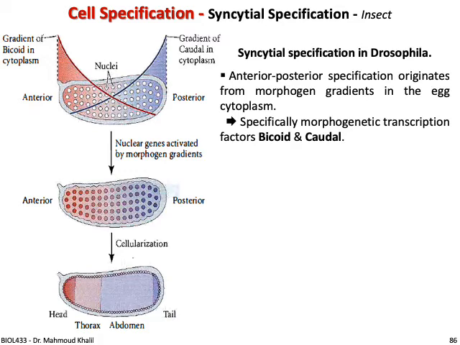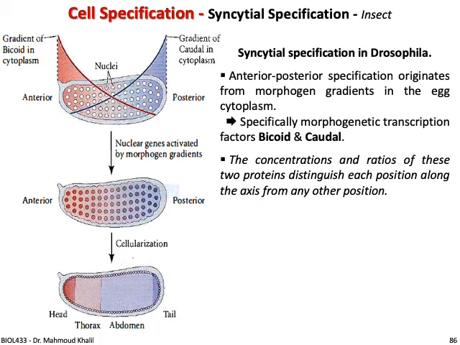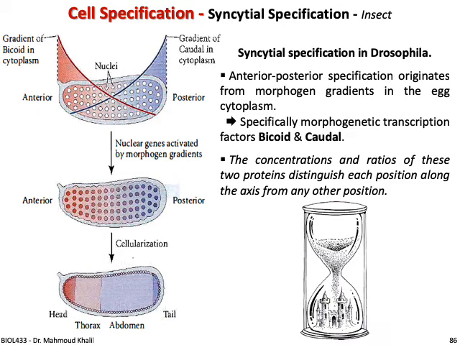And the higher concentration of the bicoid is in the anterior, while the higher concentration of the caudal is in the posterior. And there is a gradient decrease as we move into the middle. So in this case, the concentration and the ratio of the two transcription factors will determine the fate and the specification of the cells. And you can see that in the anterior part it's more bicoid and in the posterior part is more caudal. So that's why the bicoid is red and the caudal is blue.